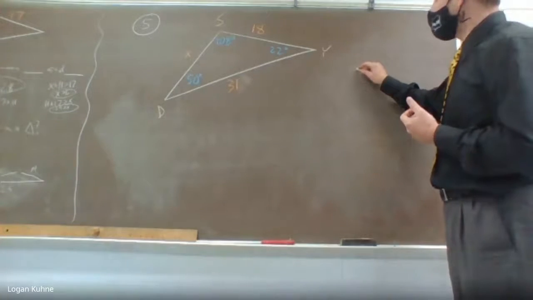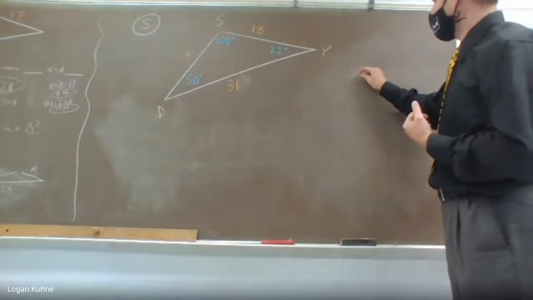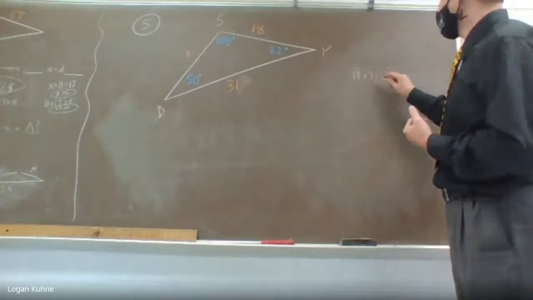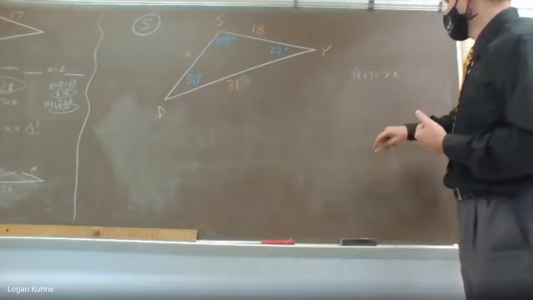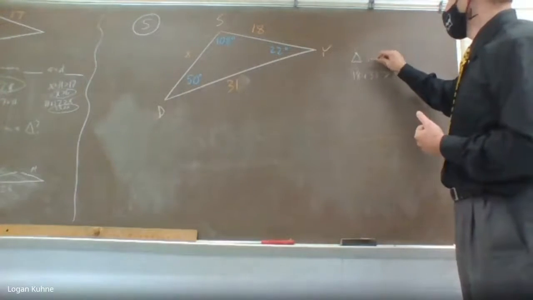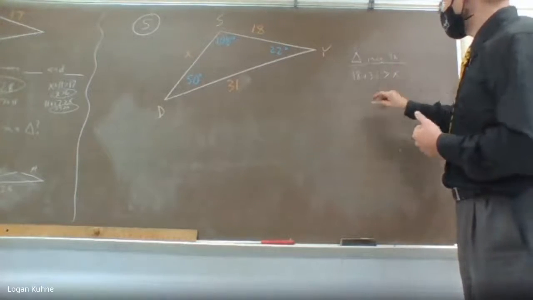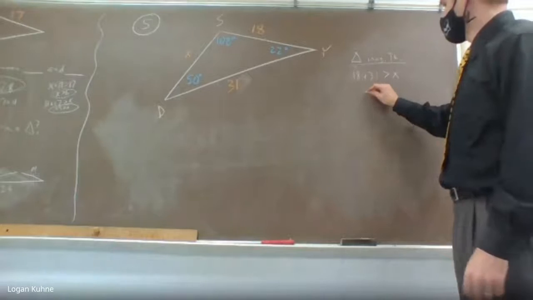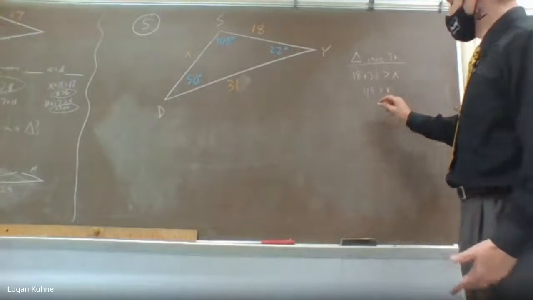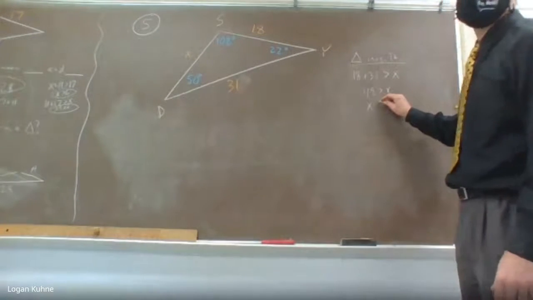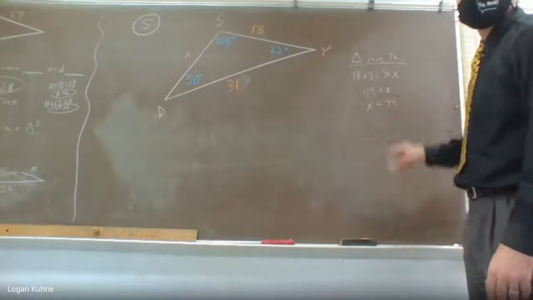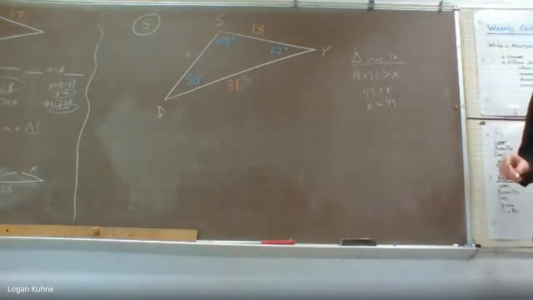Okay, so the two sides have to be bigger than the third side, so 18 plus 31 has got to be greater than x. That's called the triangle inequality theorem. So 49 is greater than x, or we can flip that around, x is less than 49. Cool. Wait. X has to be less than 18. Okay, why does it have to be less than 18?